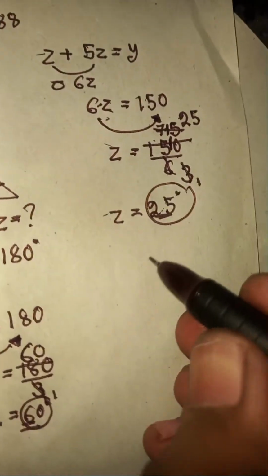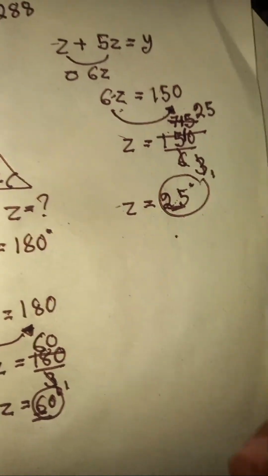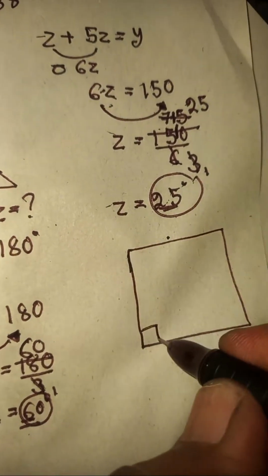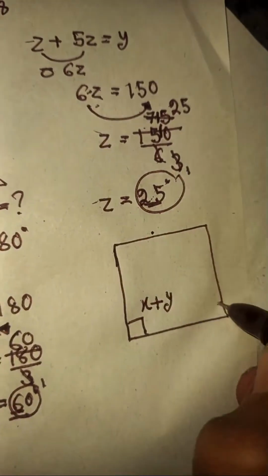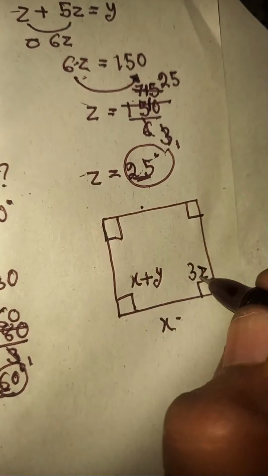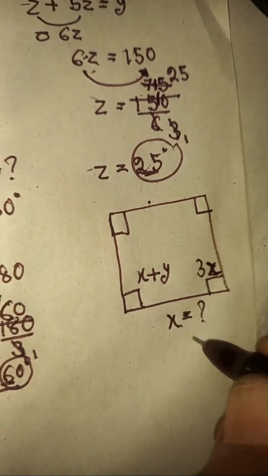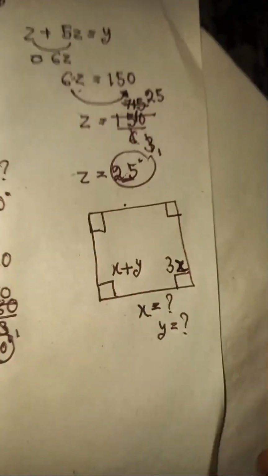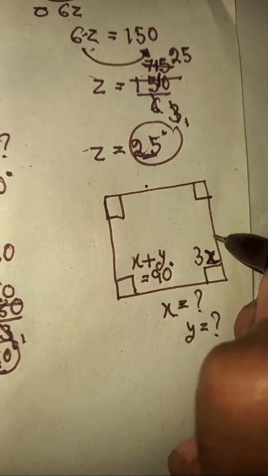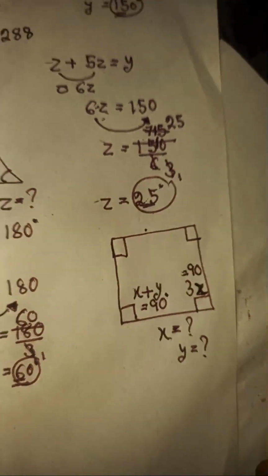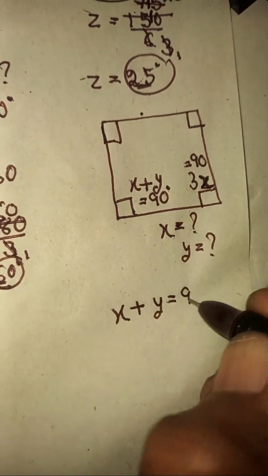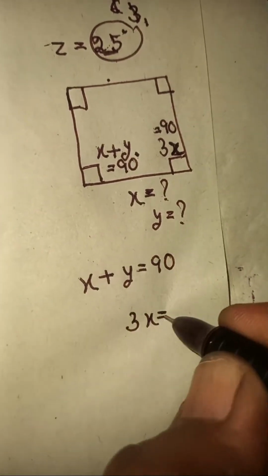Let's take a square this time. In this square they have given this angle as x plus y and this angle as 3x. You need to find the value of x and the value of y. Here all four angles in a square are 90 degrees. So x plus y is equal to 90 degrees. This 3x is also equal to 90 degrees. You get x plus y equal to 90, and another one, 3x equal to 90.